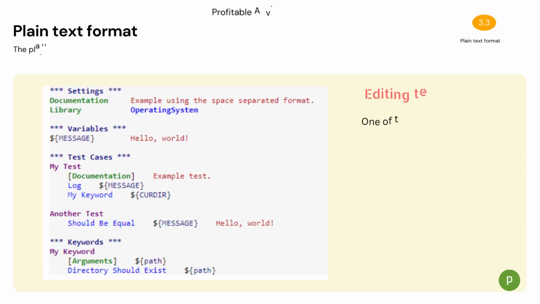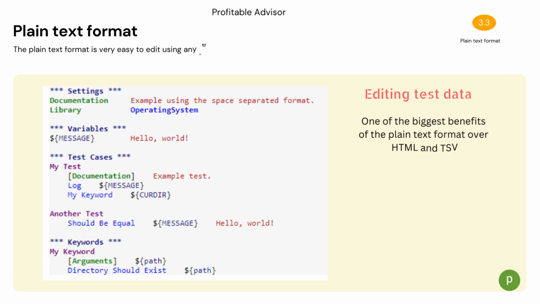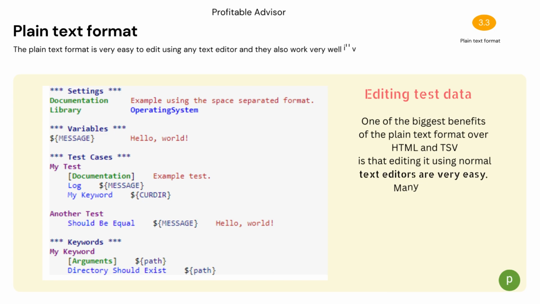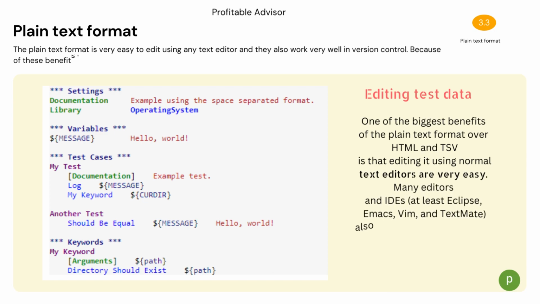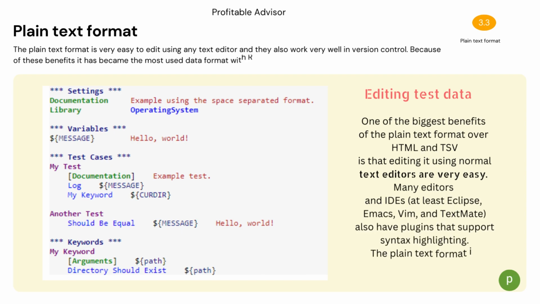Plain text format. Before discussing the plain text format, I will discuss the HTML format and TSV, why these two are deprecated and why we are preferring the plain text format. The plain text format is the easiest to edit and works best in version control systems. This is the first one. In practice, nobody seems to use HTML and TSV formats anymore.